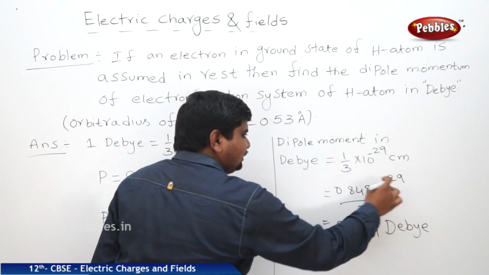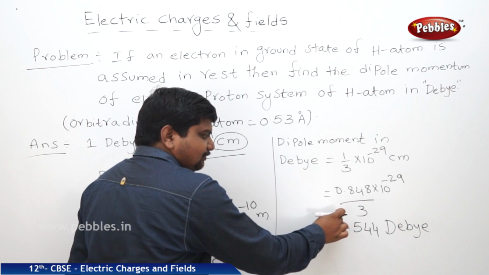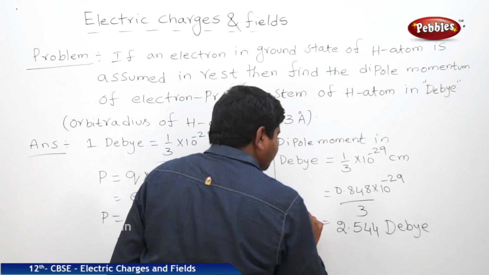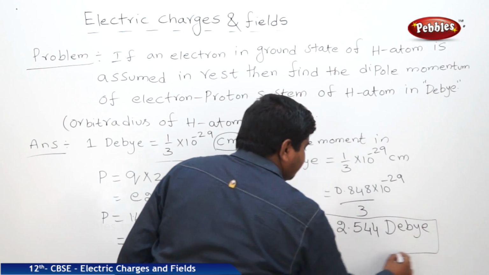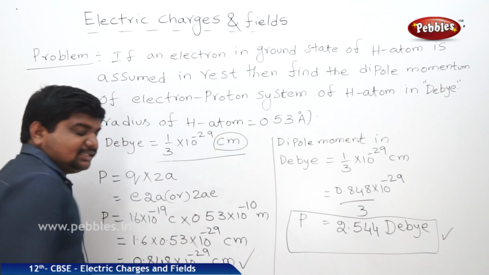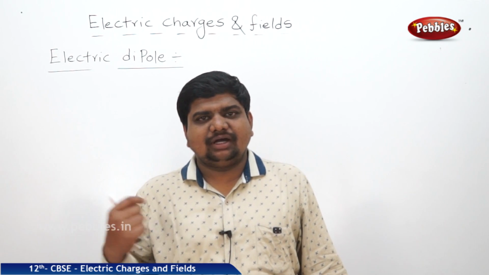Because it is already 10 to the power of minus 29 coulomb meter there, therefore 0.848 by 3 is equal to 2.544 Debye. This is the dipole moment in Debye. This is in Debye system, this is in SI system. Electric dipole means two equal and opposite charges are separated by a finite distance, and we discussed about the dipole momentum and its related units and dimensional formula also.